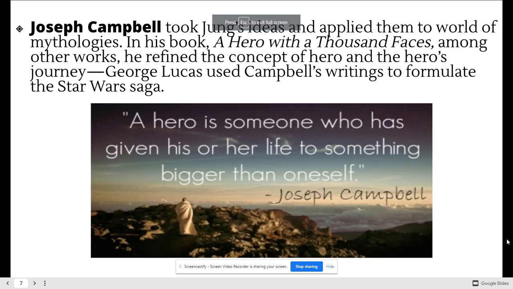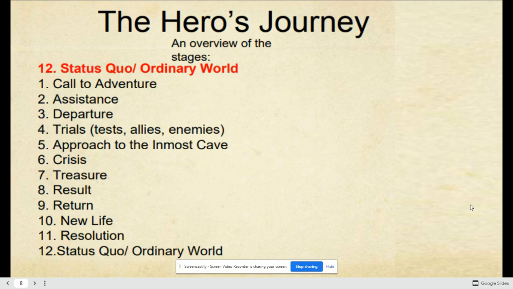So the hero's journey was developed by a man named Joseph Campbell. He took Carl Jung's ideas about archetypes and applied them to the world of mythology. He wrote a book called A Hero with a Thousand Faces. He has other works as well, where he refined the concept of a hero and the hero's journey. George Lucas, the director of Star Wars, used Campbell's writing to formulate his Star Wars saga. A hero is someone who has given his or her life to something bigger than oneself.